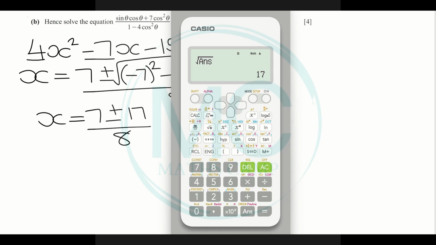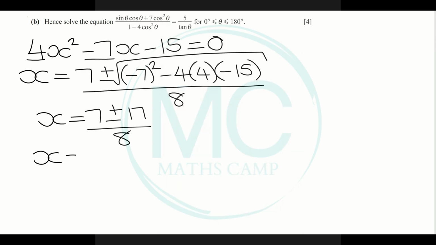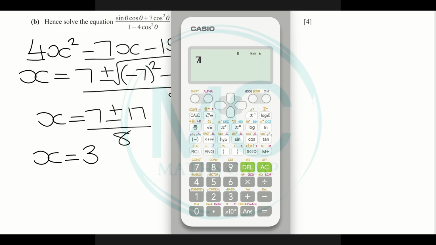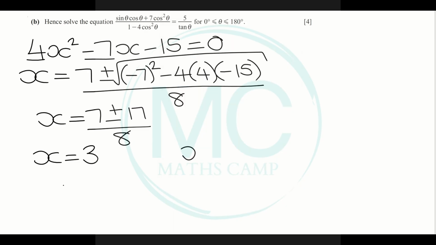Let's find my positive value of x. So I can say 7 plus 17 divided by 8 is equal to 3. So x could be equal to 3. Now let's find my negative x. So I can say 7 minus 17 divided by 8 is equal to negative 5 over 4. So x could be equal to negative 5 over 4.